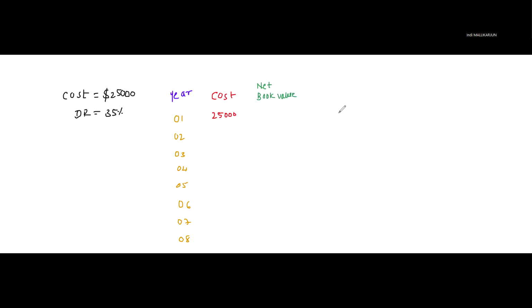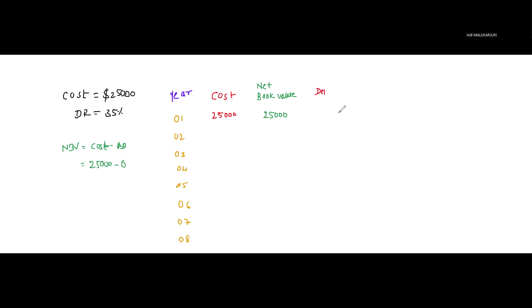Net book value is equal to cost minus accumulated depreciation, right? Accumulated depreciation means after 1 year how much the amount gets reduced. Since it is the first year, cost is $25,000, accumulated depreciation is 0, so net book value becomes 25,000 here, right? So next, after this, what was our depreciation rate?